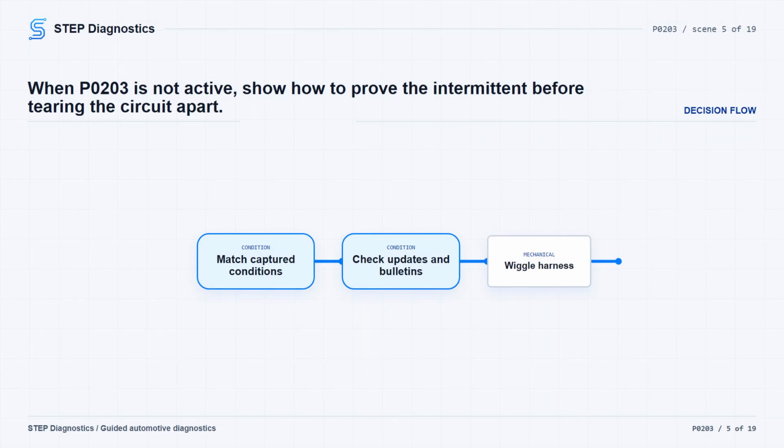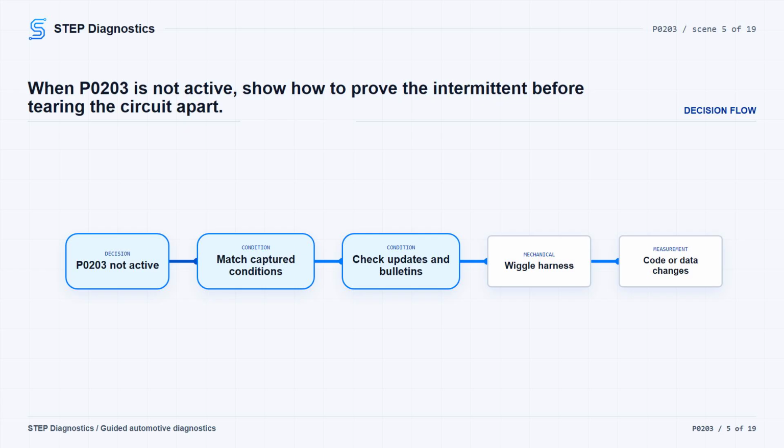If P0203 is not active, use the captured conditions and try to let the diagnostic run again under similar conditions. For an intermittent problem, verify that the failure mode is actually present before you tear into the system. Check for related flash updates and bulletins. If nothing applies, wiggle test the harnesses the injector circuit passes through while watching for the code to become active or for scan data to change.